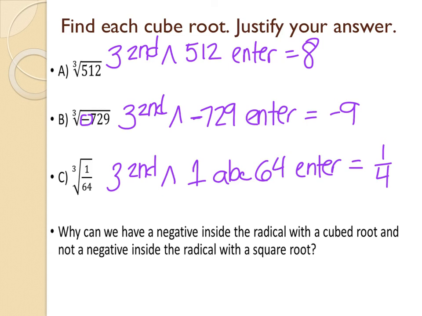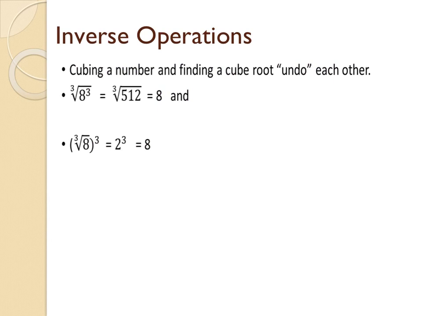We talked about why we can have a negative number inside the radical with a cube root and not a negative inside the radical with a square root. Because with a square root, the same number is being multiplied by itself. So if I do -3 times -3, that will give me a +9. But if I do -3 times 3 to get to that -9, they're not the same anymore. So that would not be possible. That would not be a perfect square root. Sorry, I went one slide too fast.